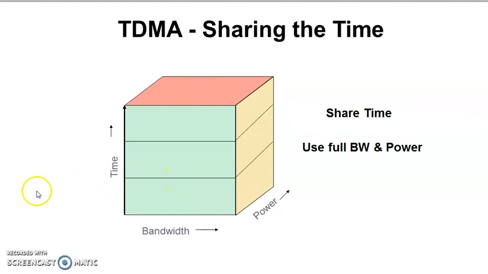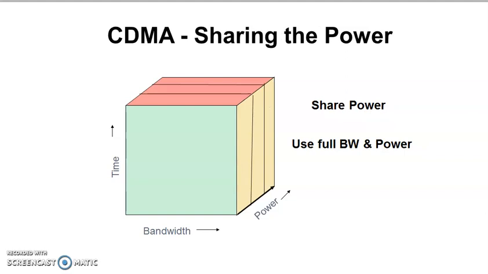In TDMA, we can use the full bandwidth, but we share the time. That is the difference between FDMA and TDMA. Now, in CDMA, we can share the power for the given particular channels, and use the full bandwidth and whatever time we have.